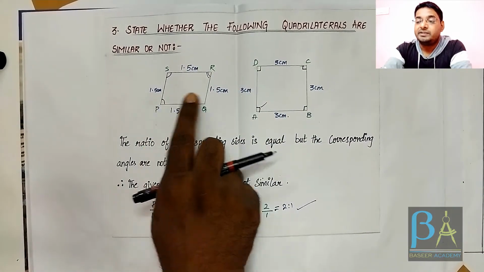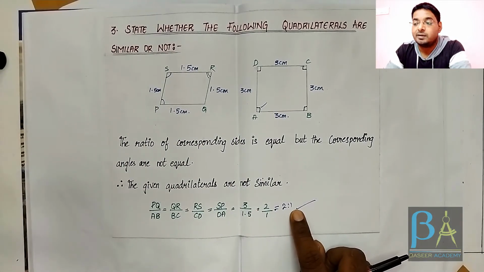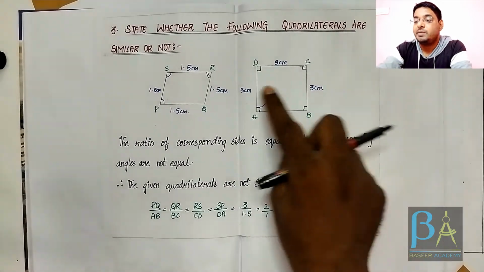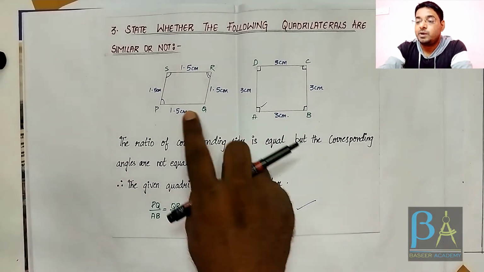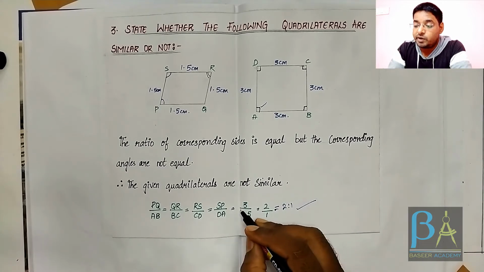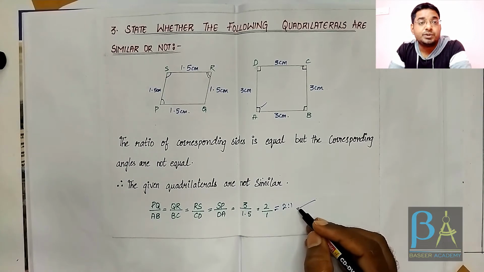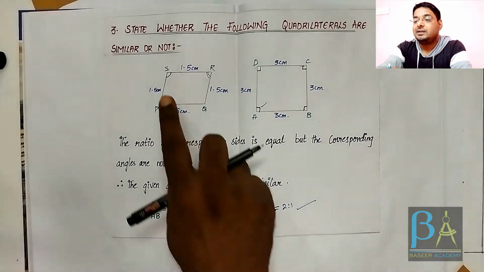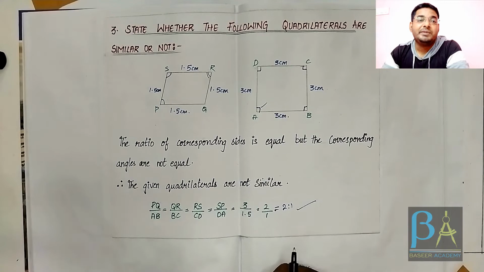3 by 1.5 gives you 2 by 1, which is 2:1, right? Each pair of corresponding sides gives the same ratio, 3 by 1.5, which is 2:1. 1.5 into 1 is 1.5, 1.5 into 2 is 3. So 2 by 1 you can write as 2:1. The ratio of corresponding sides is the same, but the corresponding angles are not equal, so the two quadrilaterals are not similar to each other.